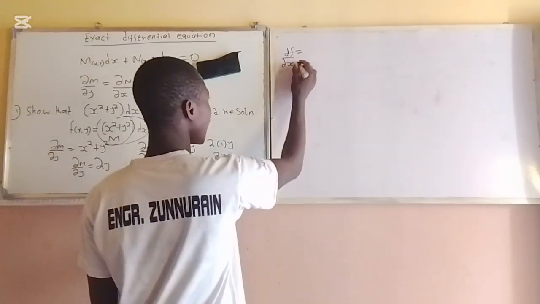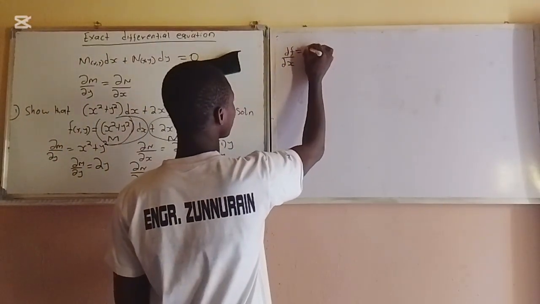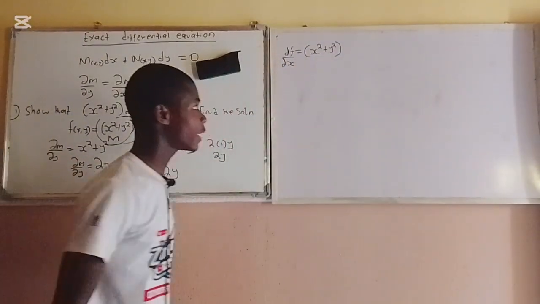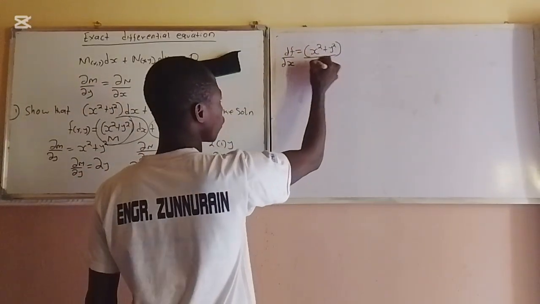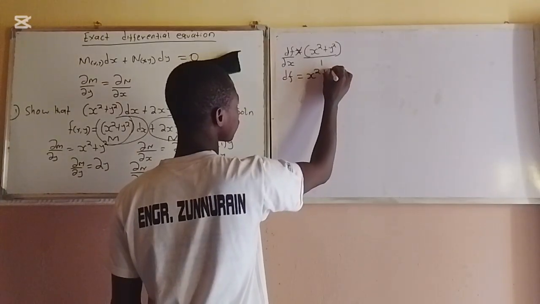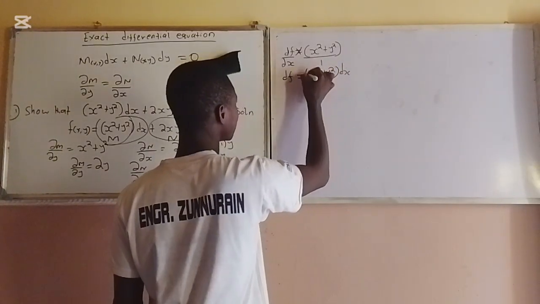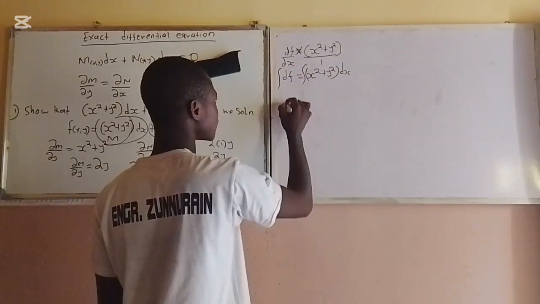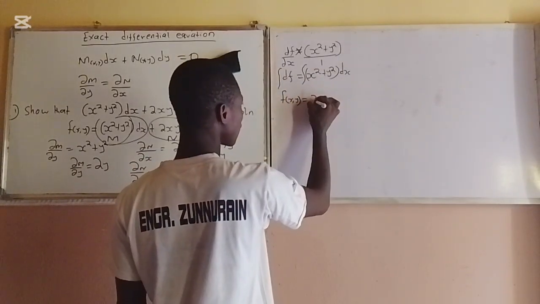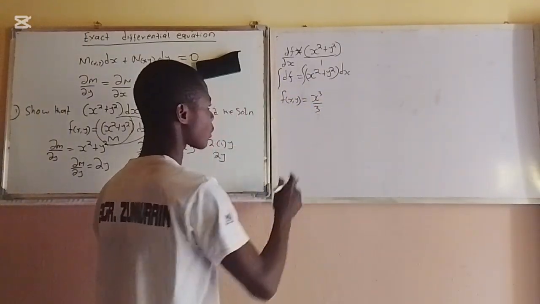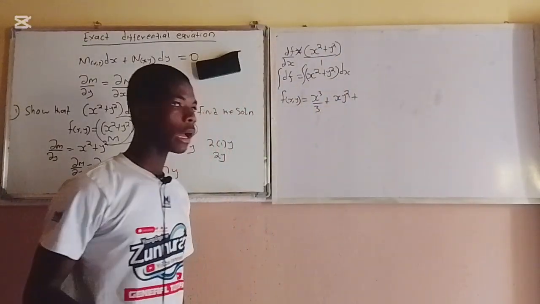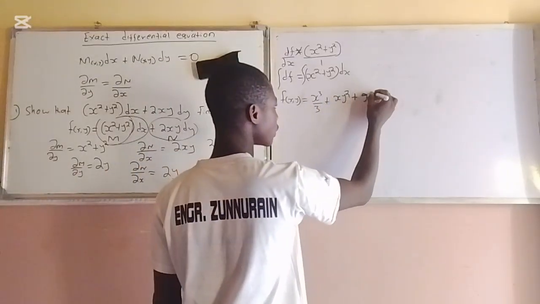So this should now be df by dx equals x squared plus y squared over 1. I have to cross multiply. This should now be df equals (x squared plus y squared) dx. So if I integrate both sides, the function of x and y equals, if I integrate this, x cubed divided by 3, plus xy squared, plus a constant, so I have to say plus g of y.